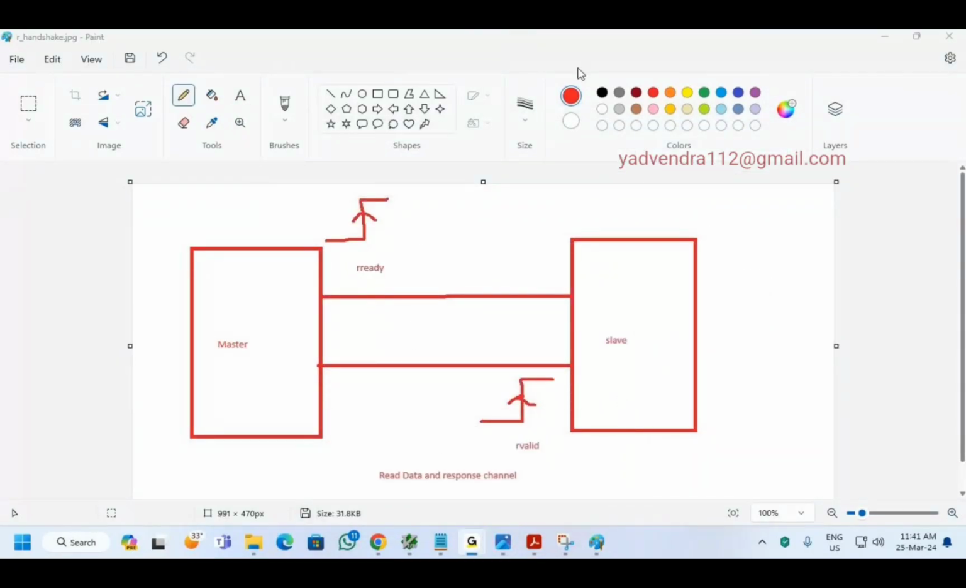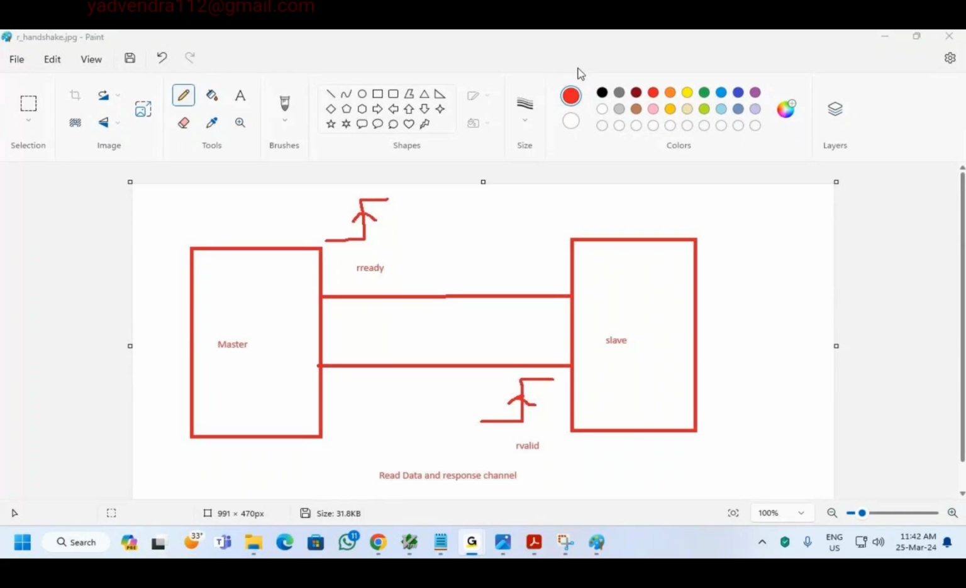I hope everyone got this. Slave valid, master ready, exactly, correct. I hope everyone got how the handshaking is happening. Any doubts here, guys?